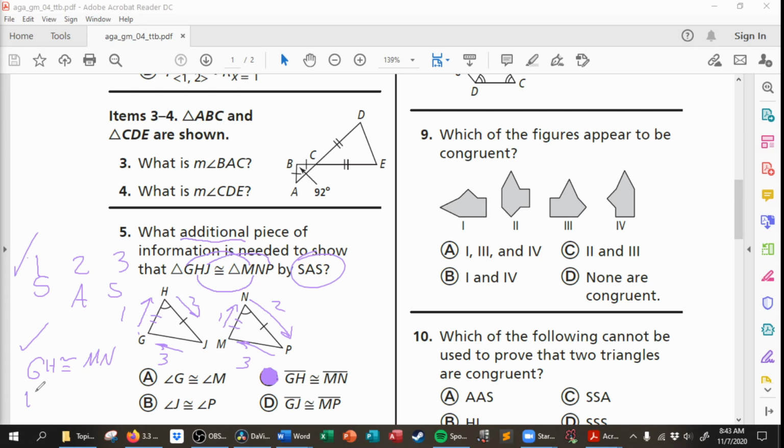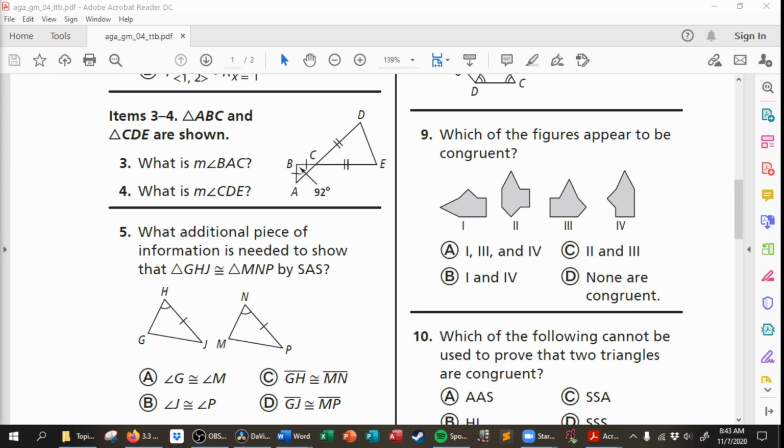Of course, if I had done it this way, HG is congruent to NM, and then I came here, I would not feel any panic because I know GH and HG are the same thing. This just means start at G and walk to H, and however many units that is, it's going to be the same as if I started at H and went back to G. So either one of these could have been a potentially correct answer. That's number 5. Let's go to number 3.